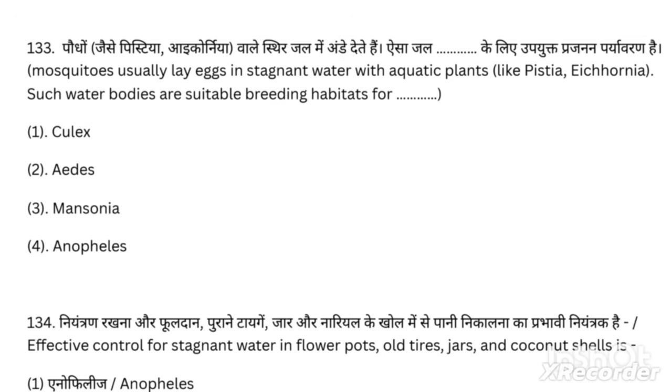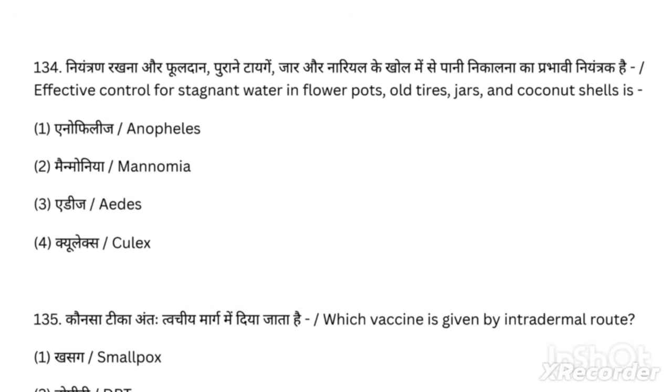Next question is, effective control for stagnant water in pots, old tire, jars and coconut shell. So the correct answer is Aedes, because these are common breeding sites for Aedes mosquito. For prevention, empty the container weekly.